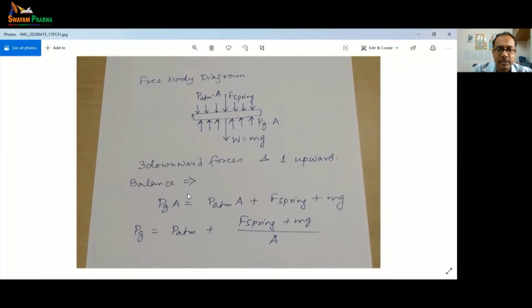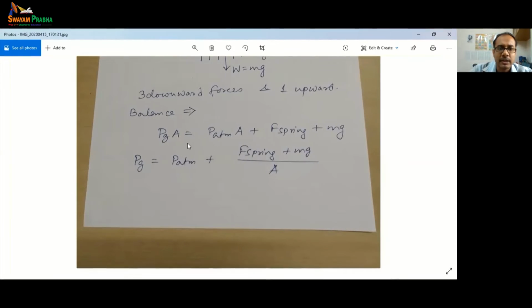So if we balance them, the upward force is Pg into A. All these 3 forces are balanced by the gas pressure, which is Pg into A, and that will be equal to the summation of 3 downward forces. One is P atmosphere into A plus F spring, force due to spring, plus the weight of the piston, mg. So if you divide it by the area, what we get is Pg equal to P atmosphere plus F spring plus mg, whole divided by the area of the piston.